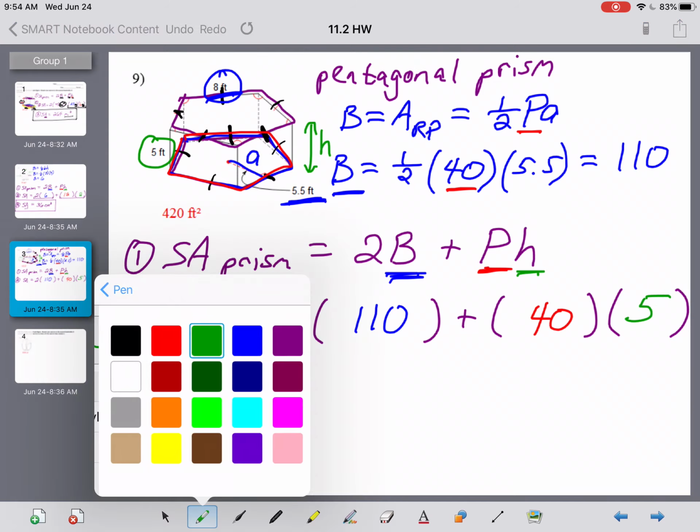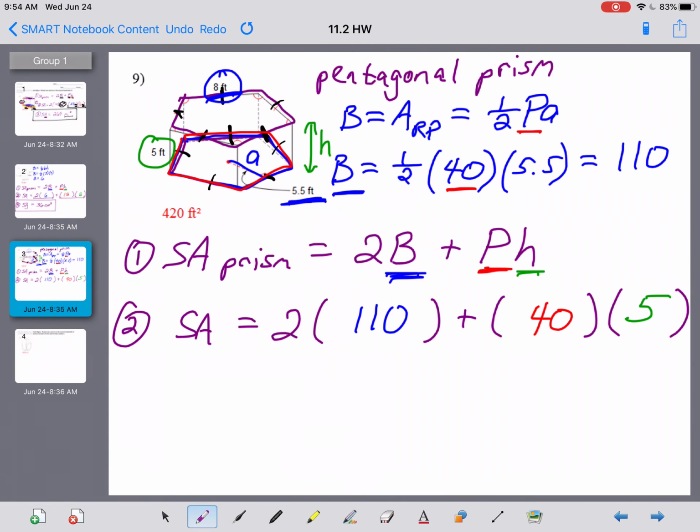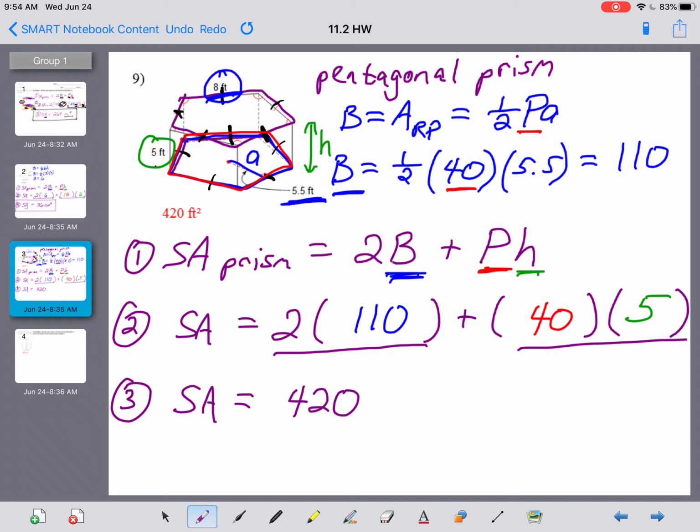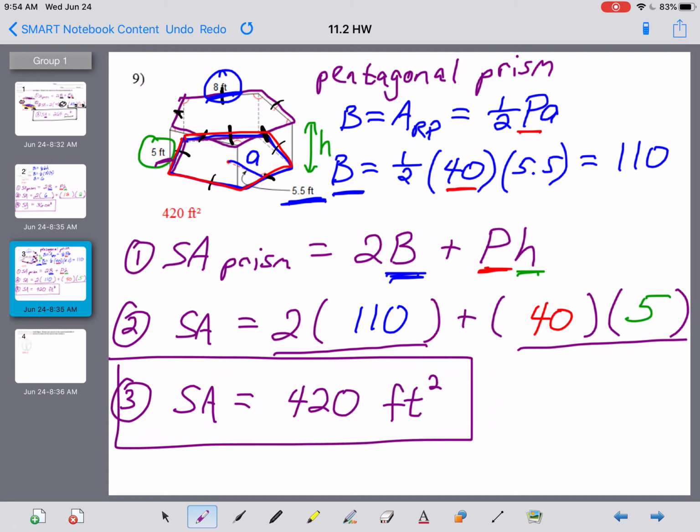Okay, so let's switch back to purple right here. And now that we've got step 2 done, let's multiply everything out. So surface area is going to equal, what do we have here? 2 times 110 is going to be 220. The 40 times 5 right there is going to get us another 200. So 220 plus 200 is going to get us 420. Since all of our linear units were in feet, our area units are going to be square feet. So 420 square feet is going to be the answer for number 9.